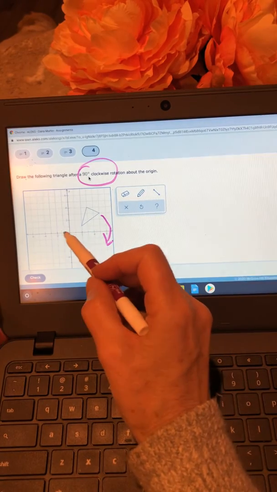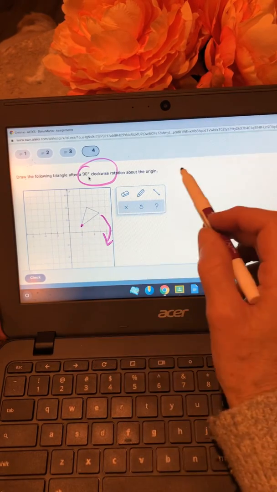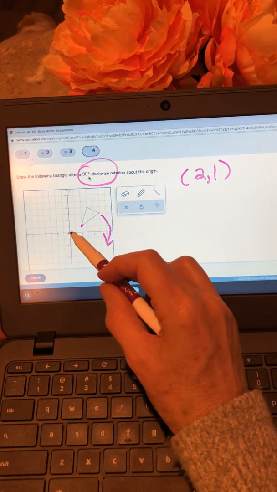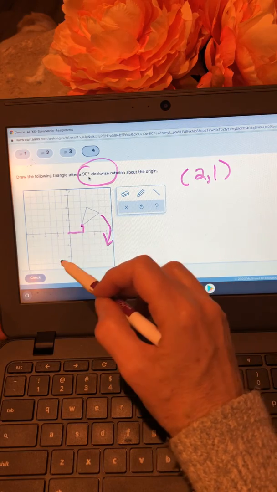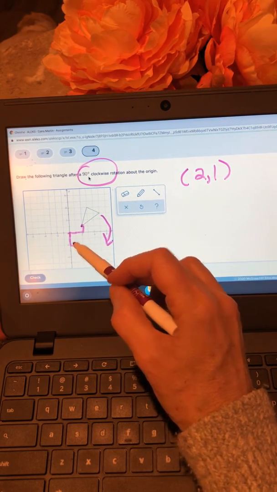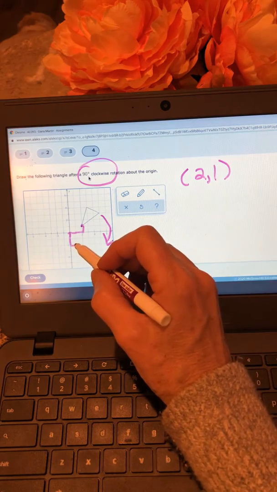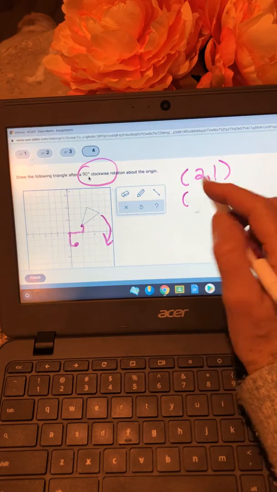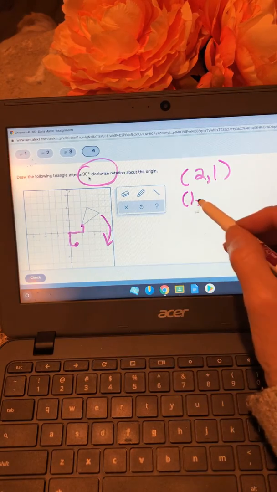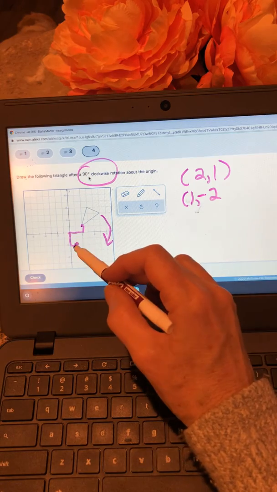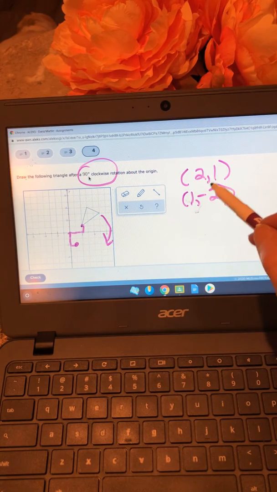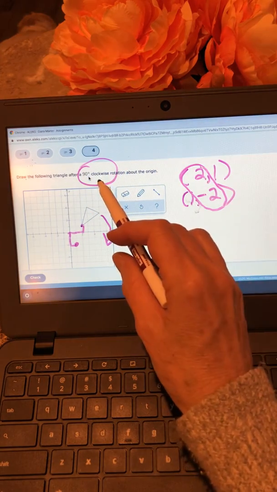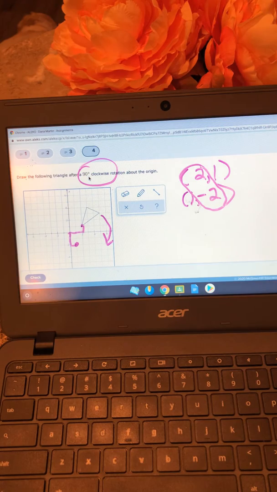So for this one, this ordered pair is to the right 2 and up 1. If I'm going to go down this way, that means I'm going to go down 2 and to the right 1. And that's my new point. And that point is positive 1, -2. I go to the right 1 and down 2. So look what happens. We flipped them, and now it's the X's. When I'm going 90 degrees clockwise, it's the X's that change to their opposite.